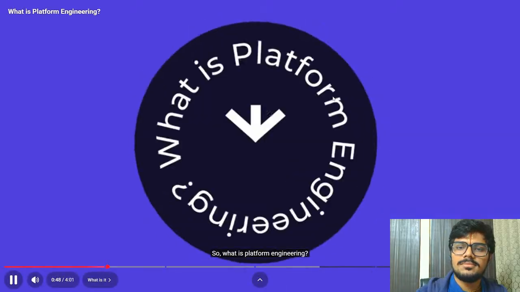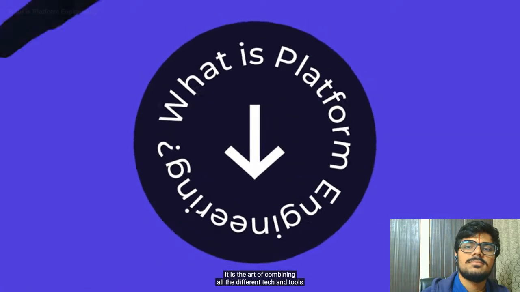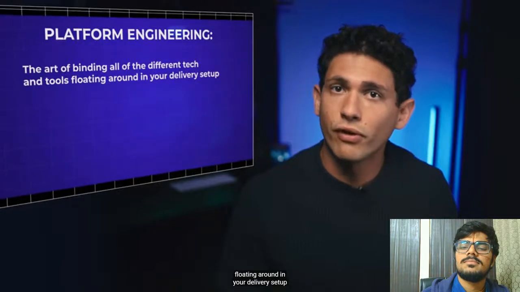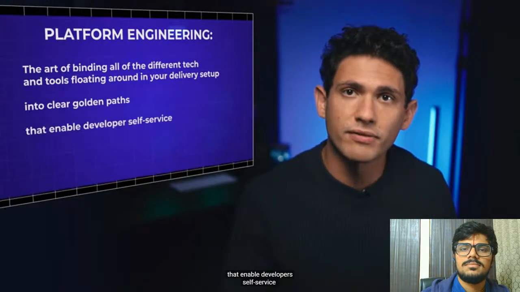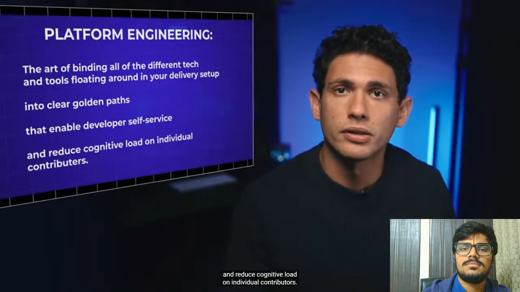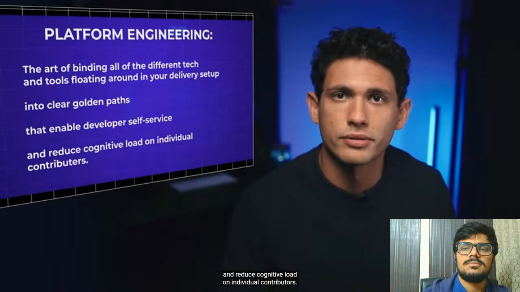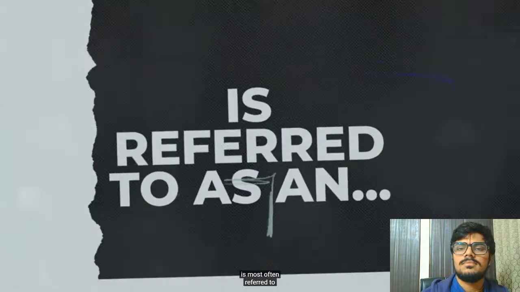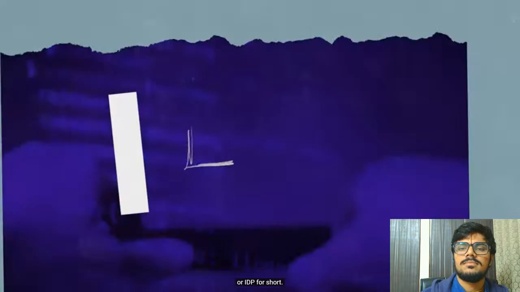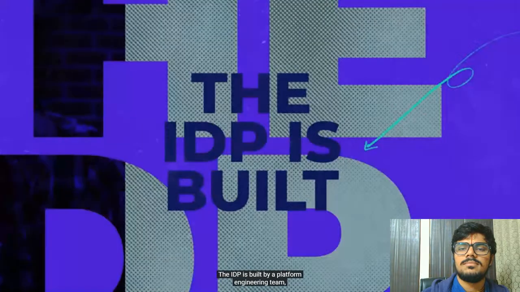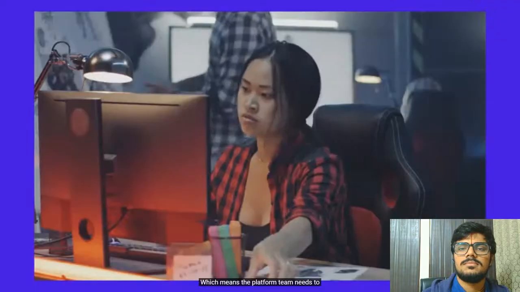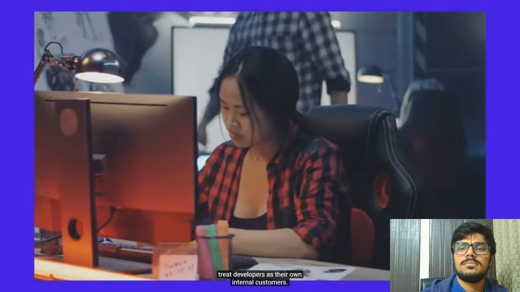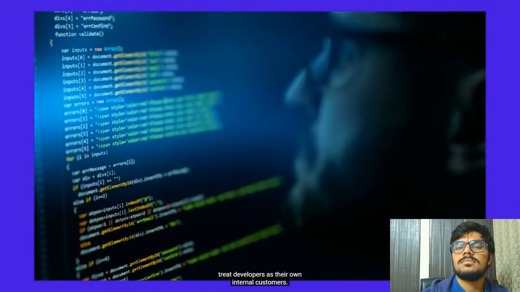So what is platform engineering? It is the art of binding all of the different tech and tools floating around in your delivery setup into clear golden paths that enable developer self-service and reduce cognitive load on individual contributors. The sum of these golden paths is most often referred to as an internal developer platform, or IDP for short. The IDP is built by a platform engineering team following a platform as a product approach, which means the platform team needs to treat developers as their own internal customers.